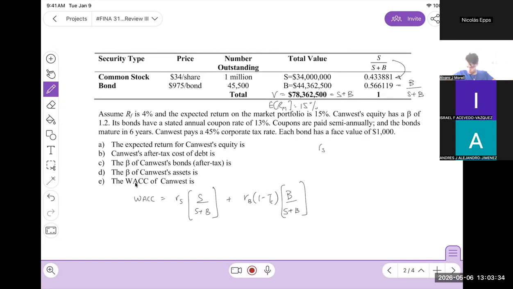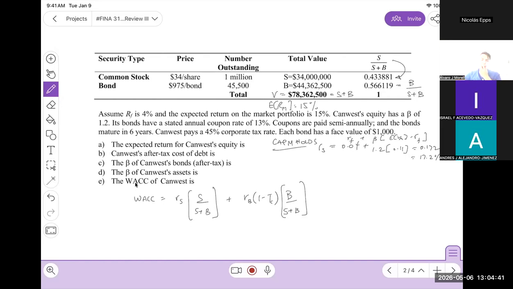So for RS, we're going to find our S from the capital asset pricing model: 0.04 plus beta times ERM minus RF. I'm trying to stay with the lowercase. So beta was given as 1.2. And what is the market risk premium? 15 minus 4 is 11. So RS is 17.2%, and this assumes the capital asset pricing model assumptions hold. We had to do that to get that result.